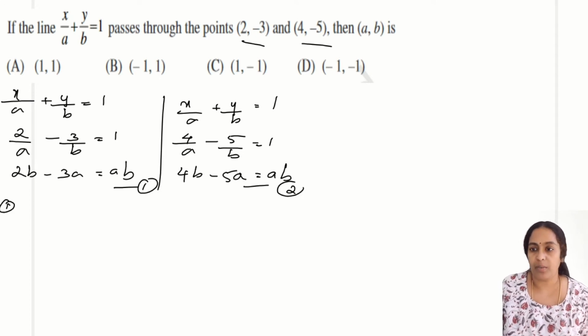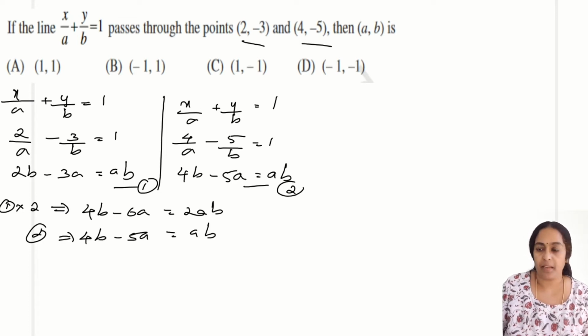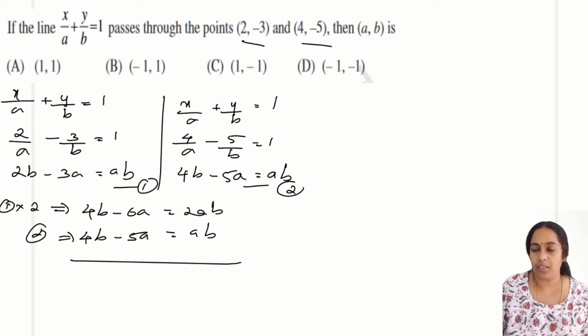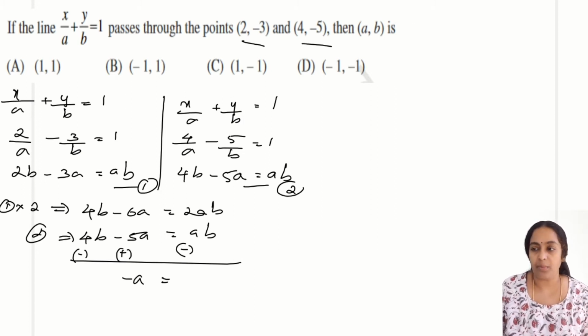So first equation into 2. So it's going to be 4b minus 6a equals 2ab. Second equation will be 4b minus 5a equals ab. So I'll subtract both the equations. Change the sign of the second equation. 4b and minus 4b gets cancelled. Minus 6a and plus 5a will be minus a. Equals 2ab minus ab is going to be ab.